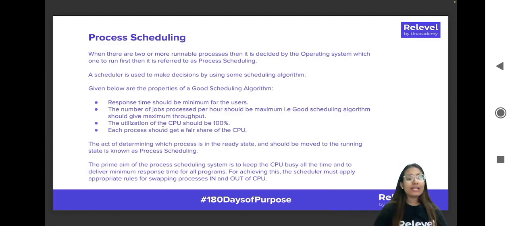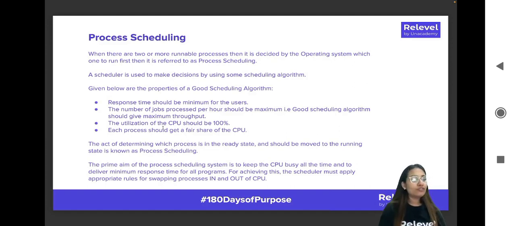Okay, now the act of determining which process is in the ready state and should be moved to the running state is known as process scheduling. Like I told you, there are a lot of processes which are trying to get hold of the CPU resources. So till the time you do not have hold of the CPU, you are in the ready state.